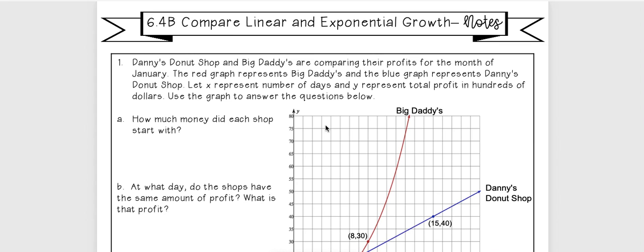Today we're going to be doing our very last section of this chapter 6 unit, and we're going to be looking at comparing linear and exponential growth. So for this first video, we're going to be looking at interpreting a graph and seeing really the big difference between a function that is exponentially growing and one that is just linearly growing. I don't know if linearly is a word, but we'll go with it.